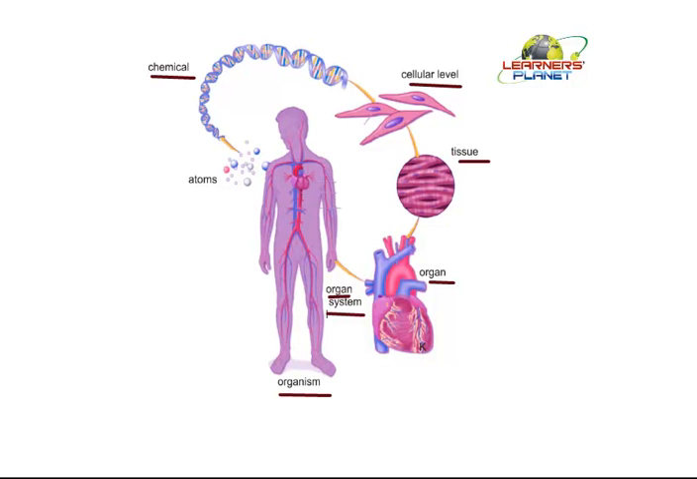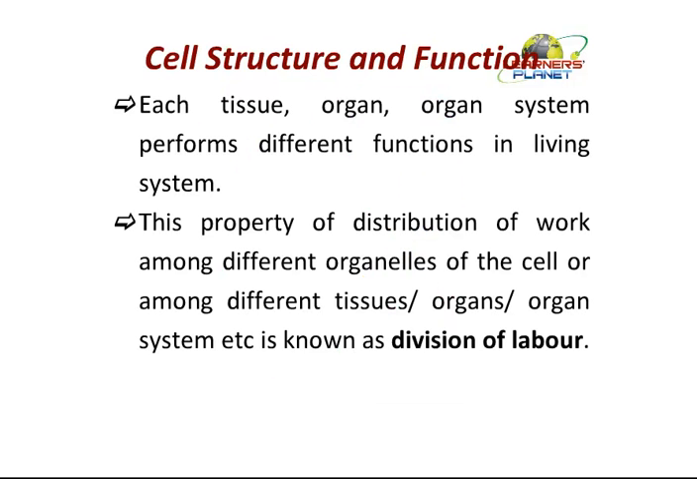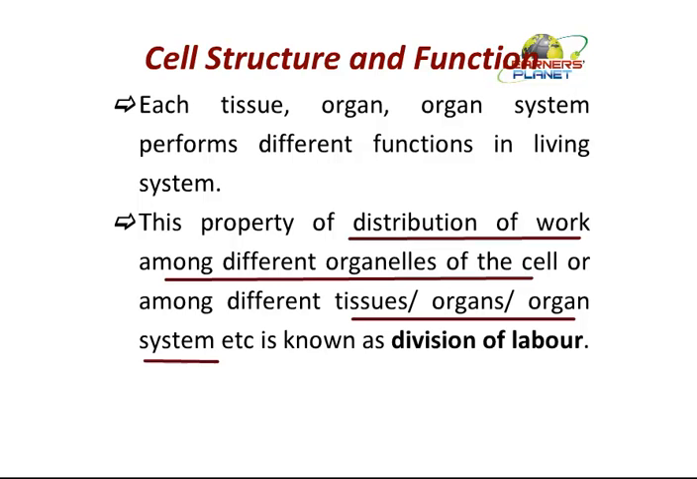So this is how the cell is the basic structural unit of life, but it forms the different tissues, organs and organ systems so as to give life to the living organism. Tissues, organs and organ systems are performing different functions. This is what we have understood just now. Now this property of distribution of work among different organelles of the cell, or among different tissues, organs or organ systems, is known as division of labor.